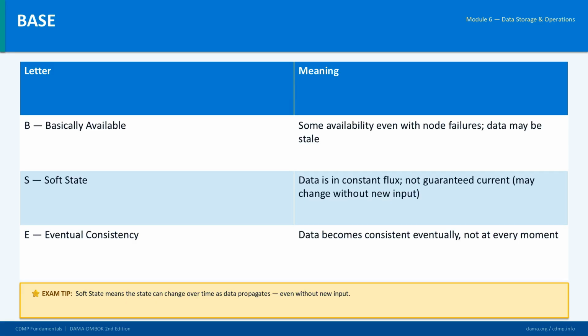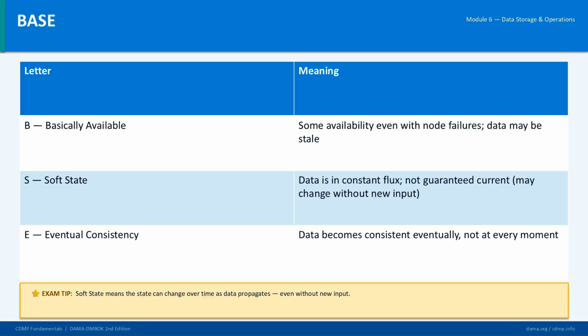The counterpart to ACID is BASE, which arose from the explosion in data volumes and variability, the need to handle unstructured data, read-optimized workloads, and flexible scaling. BASE is common in big data environments and at large online and social media organizations. The B is basically available, the system guarantees some availability even when nodes fail, though the data you get back may be stale. The S is soft state, the data is in constant flux and isn't guaranteed to be current.